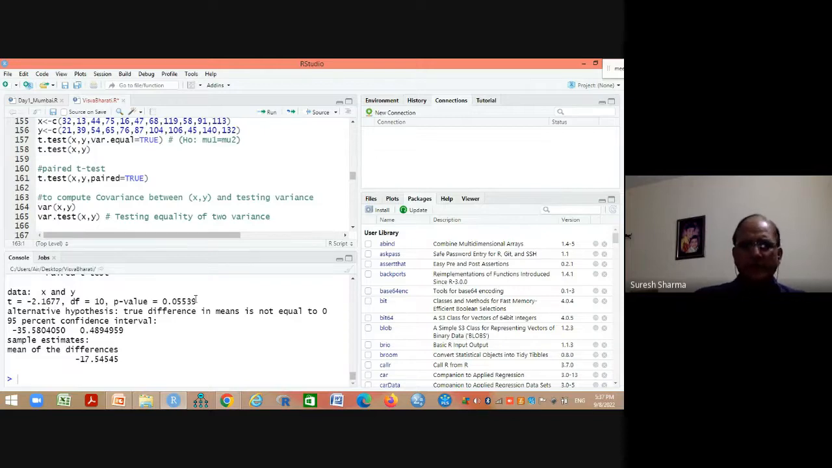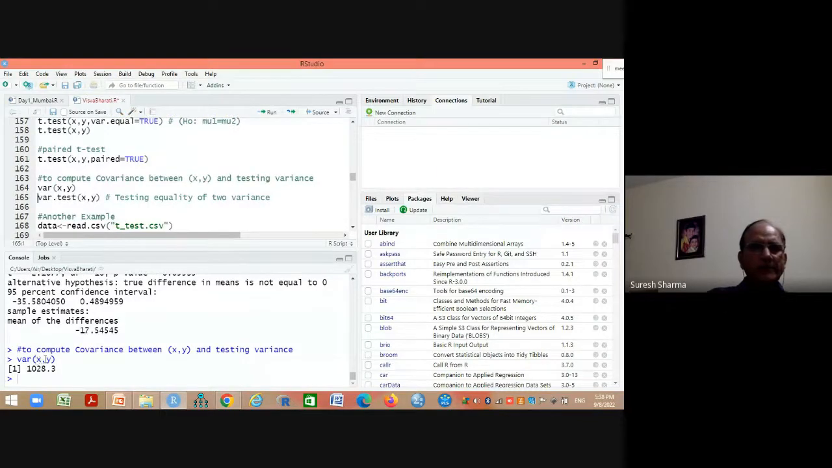And in one of the problems which has been given to me, I have to test the variances also, the equality of variance. Can I test the hypothesis that sigma 1 square equals sigma 2 square? Then I will tell you whether we have to go for this or this. So let's check the variance. I already have the X and Y values. Let's look at the variance of X, Y. It will basically give you a covariance. So the covariance between X and Y is 1028.3.